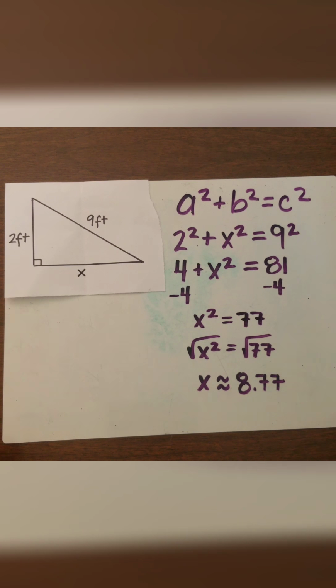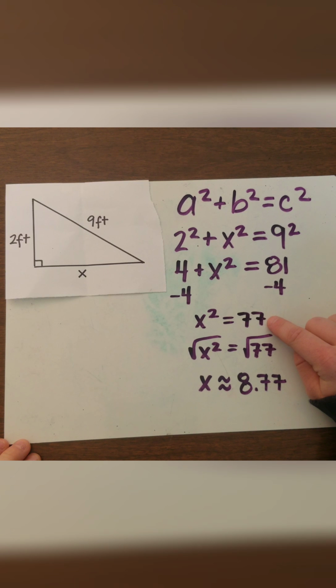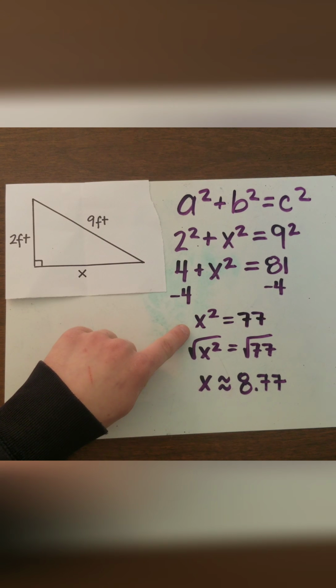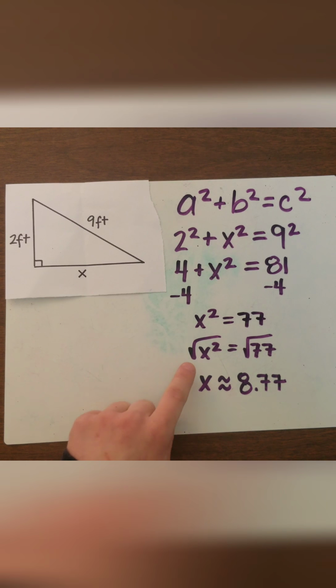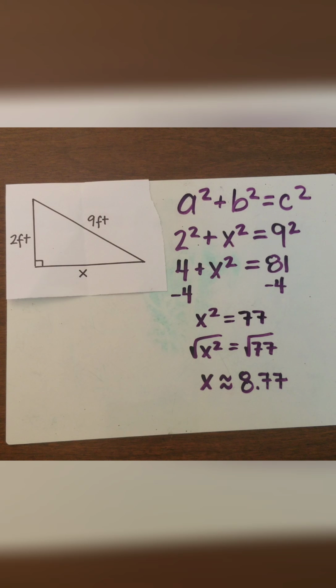Then go ahead and try to solve for x. In other words, get x by itself. So we're going to move the 4 over by subtracting it. What you do to one side, you must do to the other. So 81 minus 4 gives us 77. That is equal to x squared. Now to undo that square, we are going to take the square root of it. What we do to one side, we must do to the other side of our equation. So we're going to take the square root of 77, and that is approximately 8.77. In some of these problems, you might not get a whole number, so always round to the nearest tenth or the nearest hundredth.